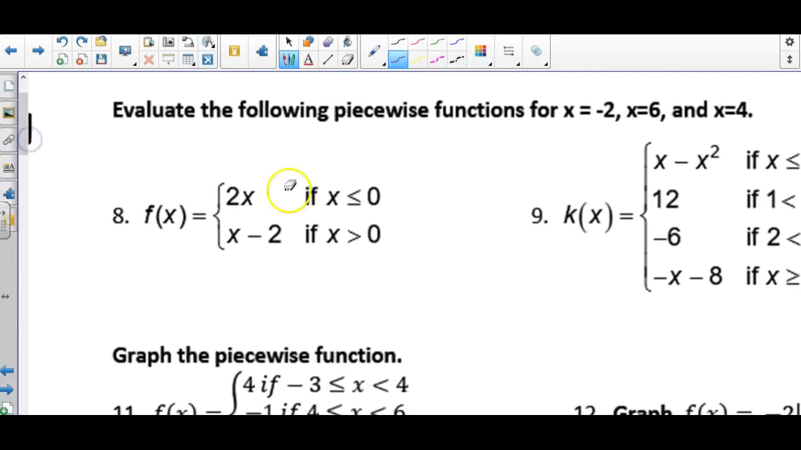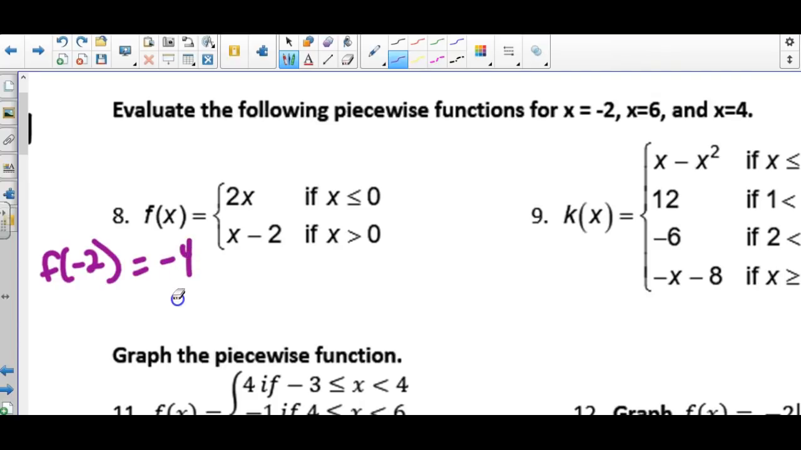So for the first one, f of -2. Which condition does -2 fit in? Is -2 less than or equal to 0, or is -2 greater than 0? It's this one. -2 is less than or equal to 0. So I plug in -2 right here. So -2 times 2 is -4.